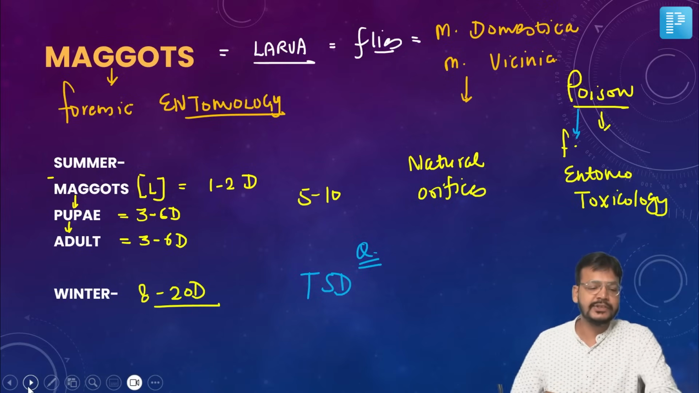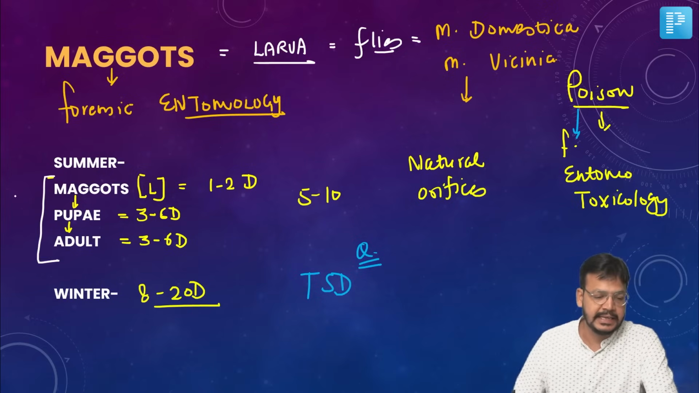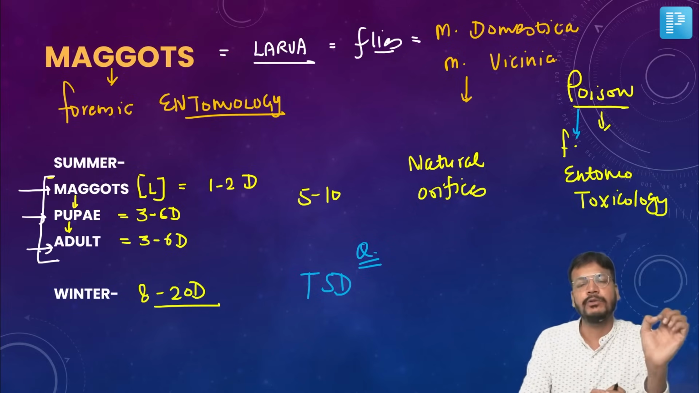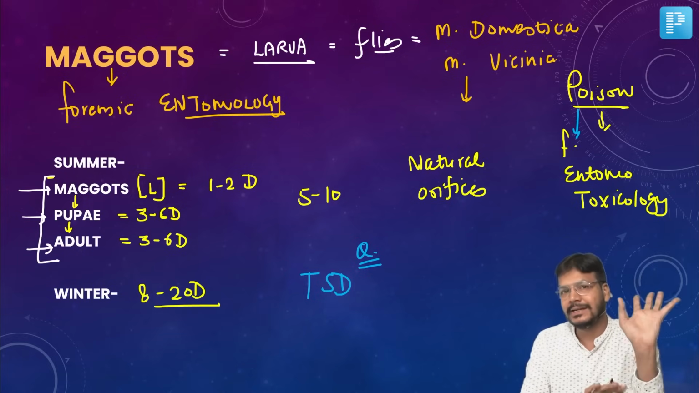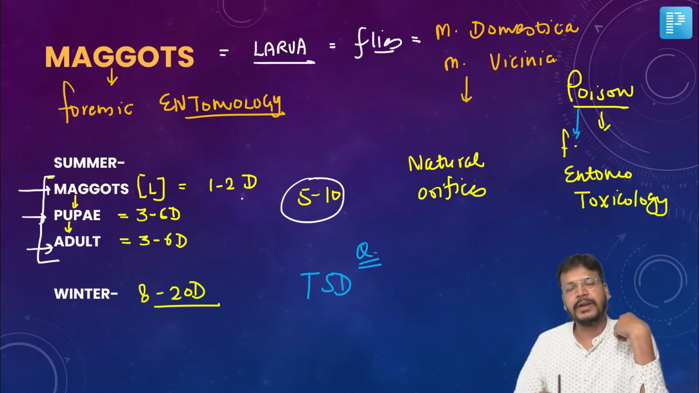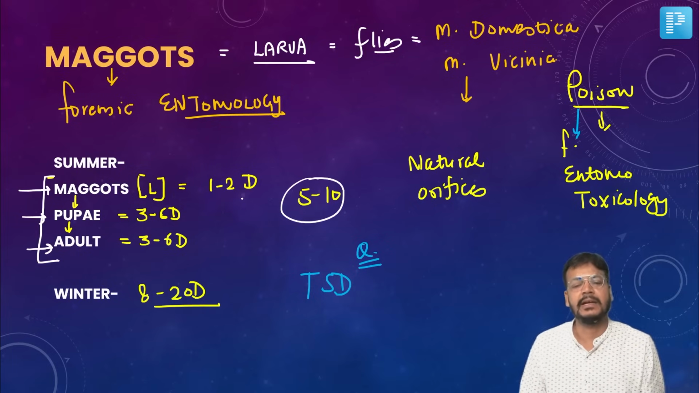So these are the stages of maggots and flies. You can see the first is maggots 1 to 2 days, then pupa 3 to 6 days, and then adult 3 to 6 days. 1, 2, 3, 6. That's a trick you can remember. That is very common. In 5 to 10 days, all stages of the fly come. Okay. So this is maggots. As I already told you, the study of maggots is known as entomology.